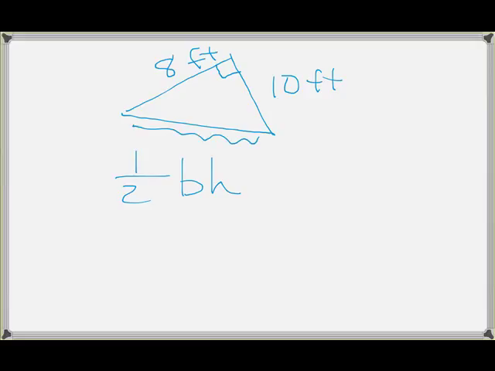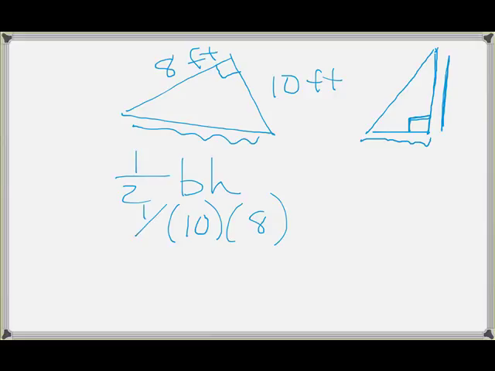So if we were to turn our triangle so that the top that makes the 90-degree angle was going down this way, the base is the side that connects with that height, with that right angle. So if you're looking at this triangle, that's going to be your base. This is going to be your height. So 10 times 8 is 80. Half of 80 is 40. So 40 square feet.